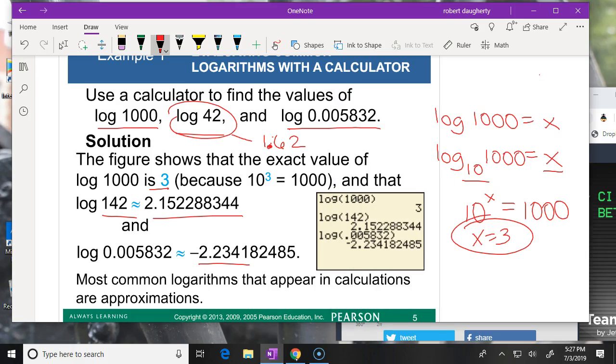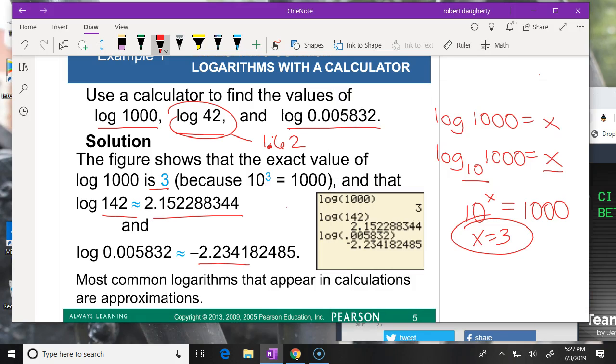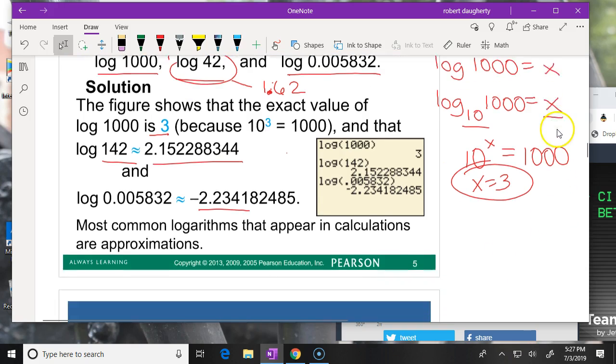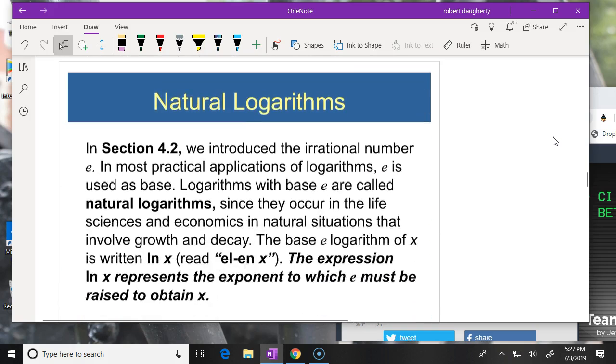So somewhere in your calculator, just figure it out while we're doing this. You've got a log key. It may say log, or it may say log base 10. But anytime you see log by itself, that means log base 10. So be comfortable with how your calculator addresses taking a common logarithm. And I'll skip this for now.